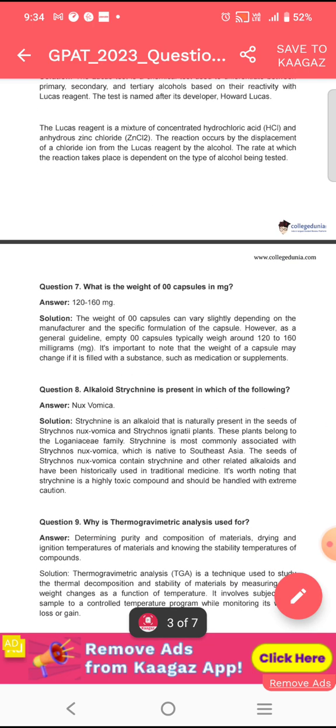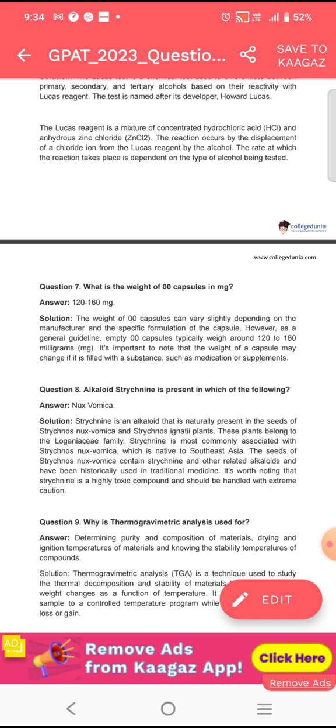What is the weight of the 00 capsules in mg? That is 120 to 160 mg. That's why you should study the different weights of the capsules, okay, from the pharmaceutics book. Alkaloid strychnine is present in which of the following? That is Nux vomica. There you will get different options from the alkaloids.